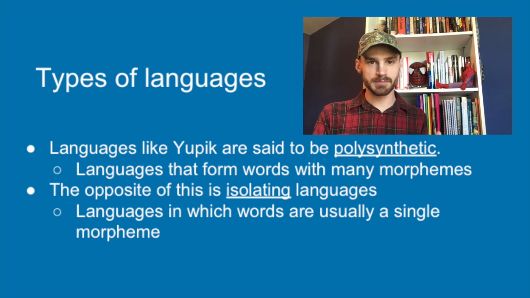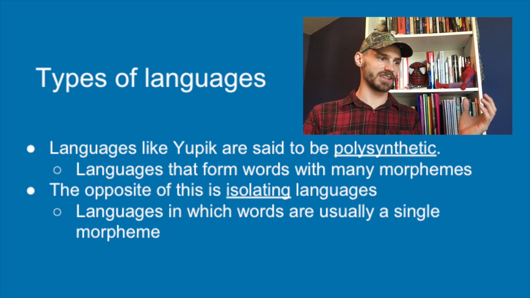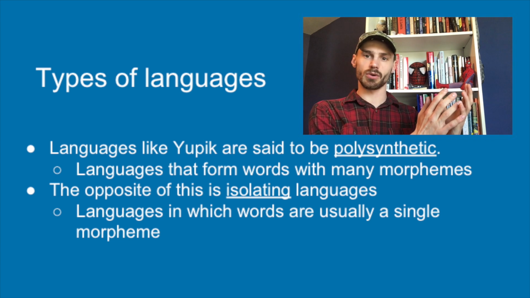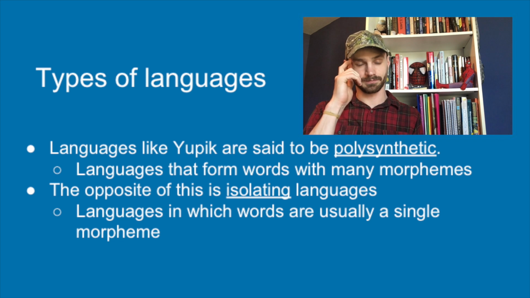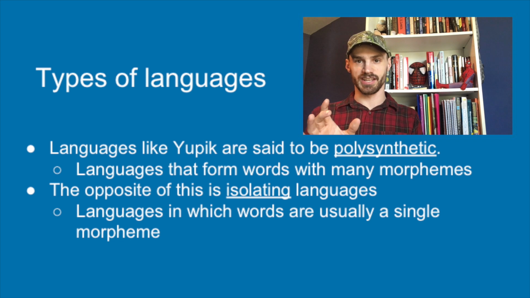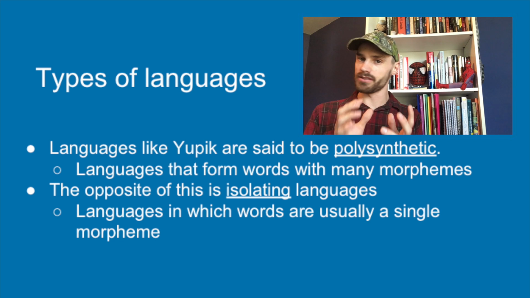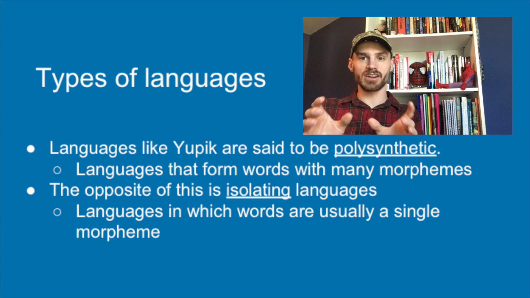Now, there's a spectrum of how languages can be, ranging from Yupik on one side that just puts all the morphemes into one word, and on the other side we have isolating languages, which is closer to what English is, where we can't include all these morphemes into single words. Each morpheme has to stand all the way on its own.